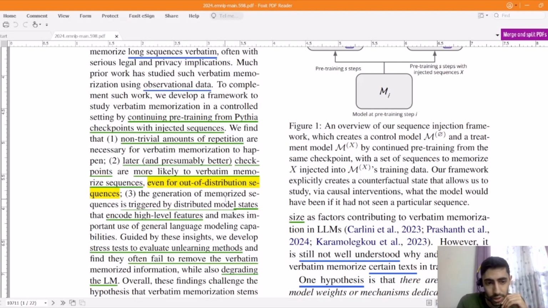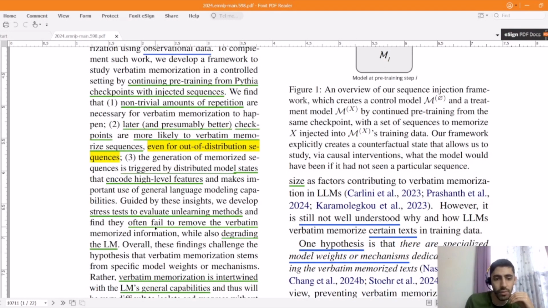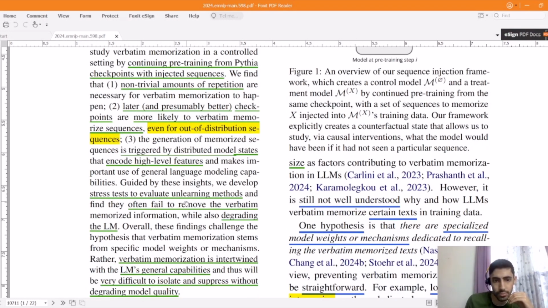So let's continue. Guided by this insight, we develop a stress test to evaluate unlearning methods, and find they often fail to remove the verbatim memorized information while also degrading the LM. It means if we want to remove the verbatim memorization, it would cause the LM to degrade.